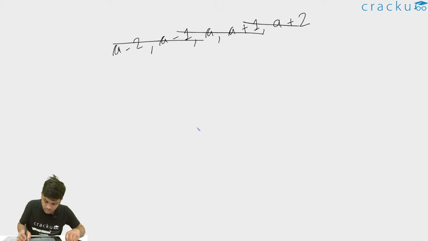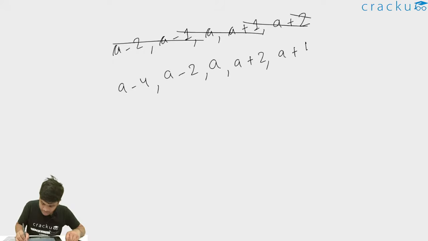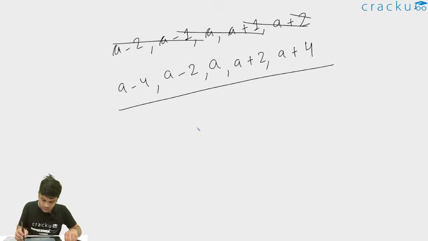So let's solve it by that. It will be a minus 4, a minus 2, a, a plus 2, and a plus 4. These are the five consecutive even natural numbers. The sum of all the numbers was given as 150. If you add all this, minus 4 and plus 4 will cancel out, minus 2 and plus 2 will cancel out, and a will be added 5 times. So it will be 5a, which is equal to 150. From here you will get a is equal to 30.